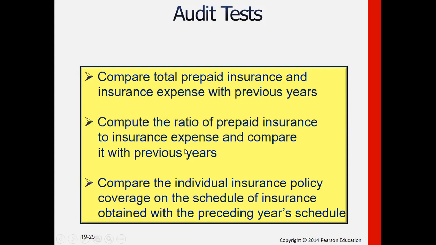Then the ratio is compared with the previous years. And then the individual insurance policy coverage on the schedule of insurance is compared with the preceding year's schedule. So we look into the schedule listing all the applicable insurances and then we compare the individual with the schedule.